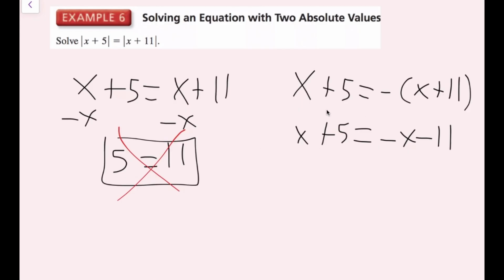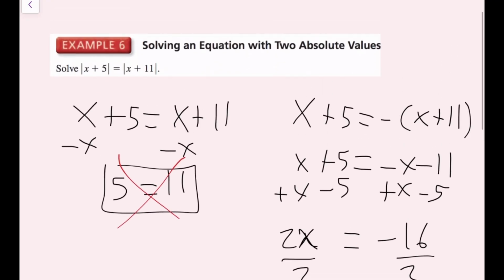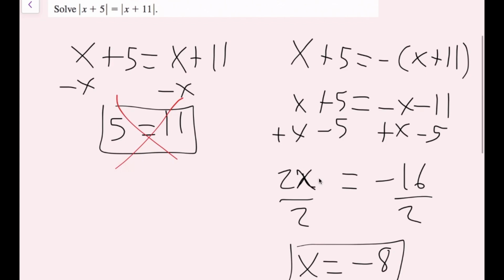So let's see if this works. First, I'm going to move this negative x term, so I'm going to add x on both sides. So I get 2x, and then I'm going to subtract 5, so I get negative 16. Okay, so we get 2x equals negative 16. Divide by 2. Get x equals negative 8. You can check it. If I plug in negative 8 here, I get the absolute value of negative 3, which is 3. Here, if I plug in negative 8, I get the absolute value of 3, which is 3. So 3 does equal 3, so I know that this does work. And then this one obviously won't give us anything.